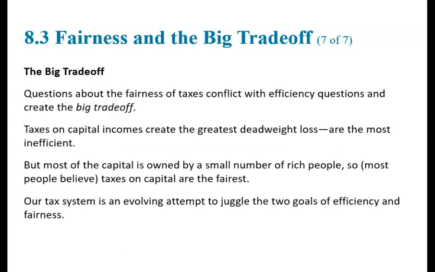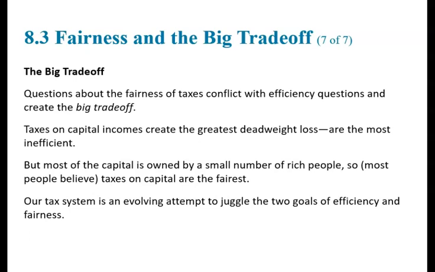So what is the big trade-off? The big trade-off that policymakers or politicians always face is the trade-off between efficiency and fairness. So obviously, whenever policymakers are deciding about which tax to impose, they have the concern of efficiency and also the concern of fairness. And more often than not, the concern of fairness wins over the concern of efficiency.